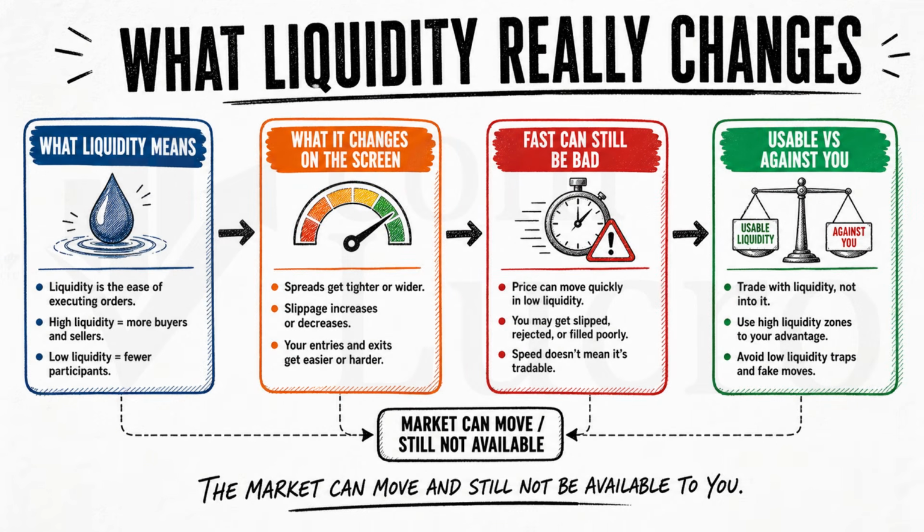We've been talking about sessions, overlaps, and the hours when the big desks arrive. Now we need to answer the question underneath all of that. What does liquidity really mean? And is more movement actually better? By the end, you'll know what liquidity changes on your screen, why a fast market can still be a bad market, and how to tell movement you can work with from movement that simply works against you.